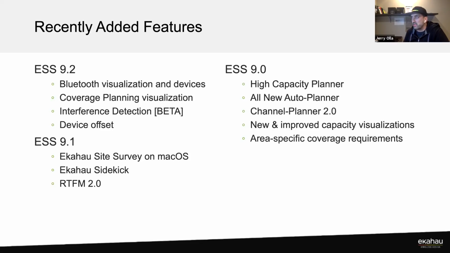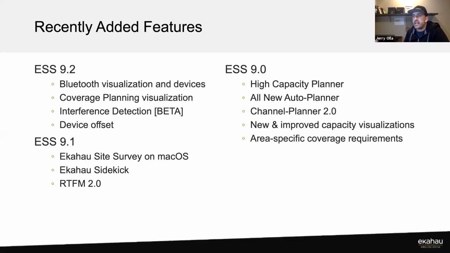So really focused a lot on enhancing the capacity planning capabilities in the tool, overhauling the auto planner feature to help with that, as well as improving the channel planner. New capacity visualizations, and also really enhancing the whole ability to define areas within areas and provide different coverage requirements, capacity requirements throughout a building.